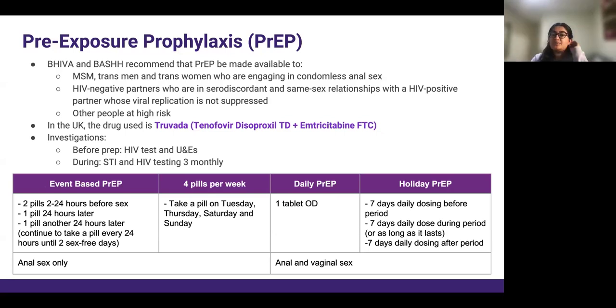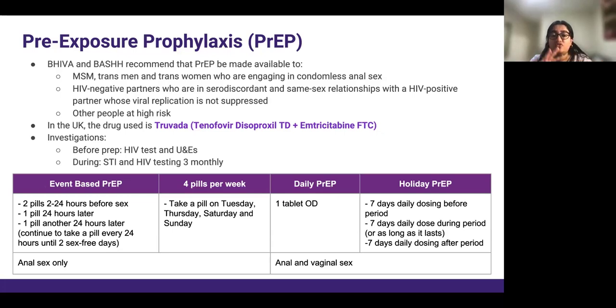So if they have a specific time and date in mind of when they're going to be needing this PrEP, then you'd want to give them 2 pills, 2 to 24 hours before they have sex, and then 1 pill 24 hours after they have sex, and then another pill 24 hours after that. And then they continue to take a pill every 24 hours until they're 2 days sex-free. And that is event-based PrEP.